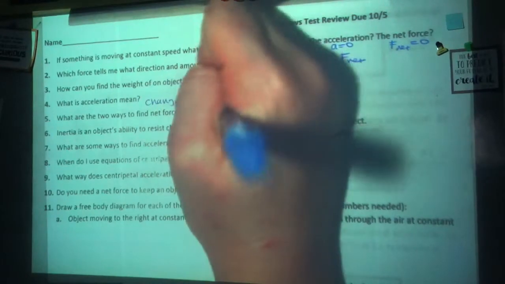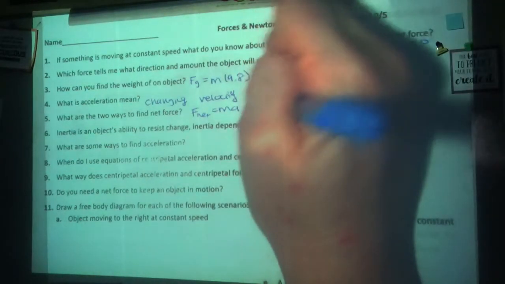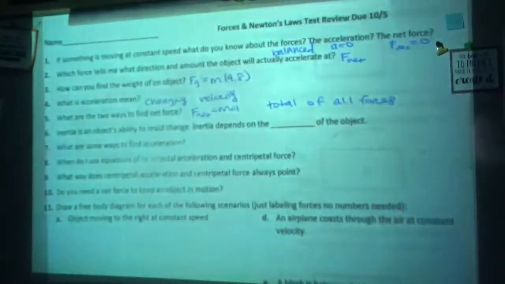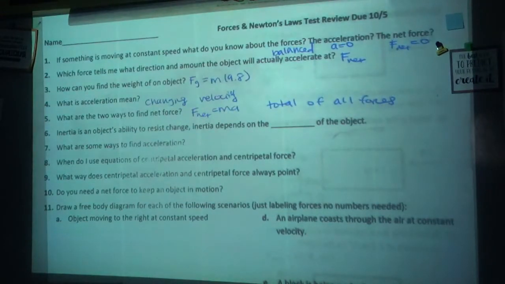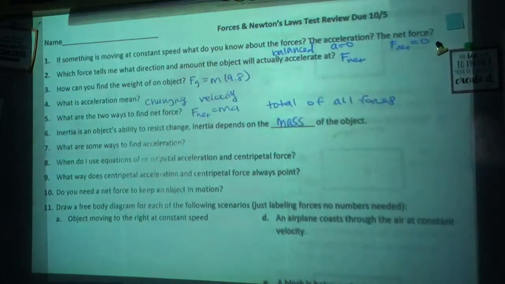The two ways to find net force. So you could plug in net force is mass times acceleration. That only works if you have a though. You also can find the net force as the total of all the forces. So adding or subtracting, add if they're the same direction, subtract if they go opposite directions. Inertia is an object's ability to resist change, and that depends on the mass of an object. So the more mass, the harder it is to change its motion.